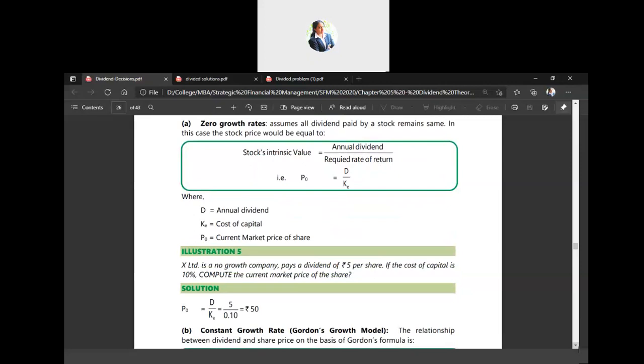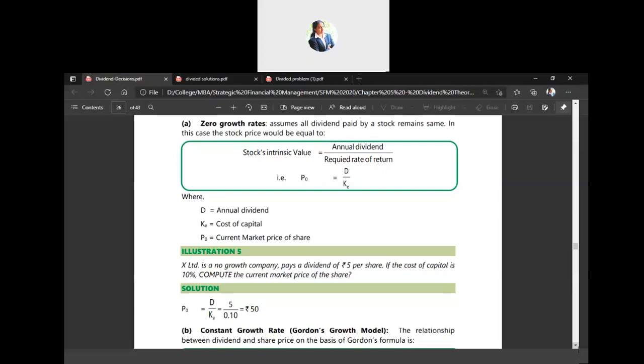Now, there is a simple illustration to consider regarding X Limited Company. X Limited Company is a no growth company and it pays a dividend of rupees 5 per share. If the cost of capital is 10%, compute the current market price of the share.